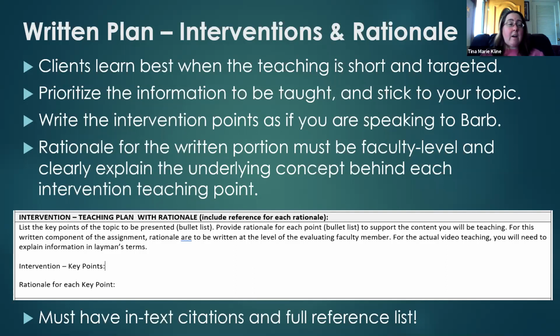Each rationale bullet point needs to have an in-text citation. At the end of the template, there's an area for a full reference list for what you're referencing. It needs to be there. That's how APA is going to be evaluated on this.